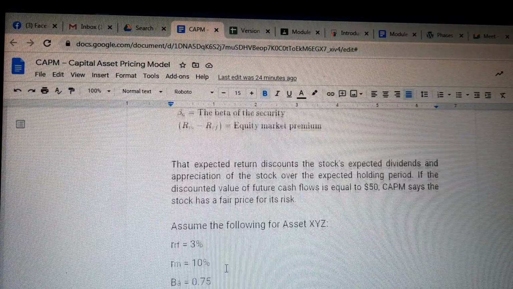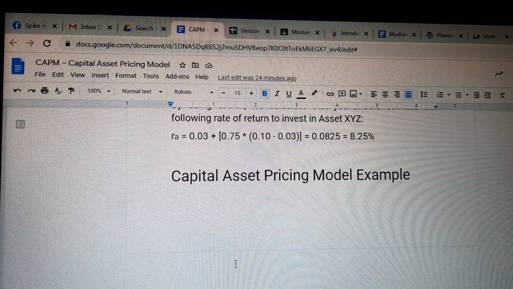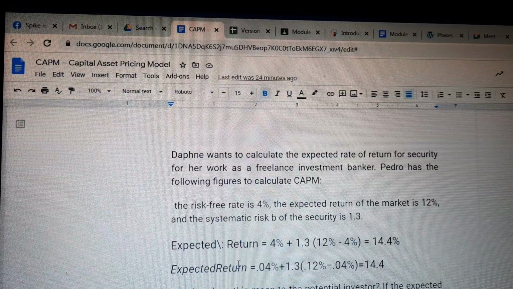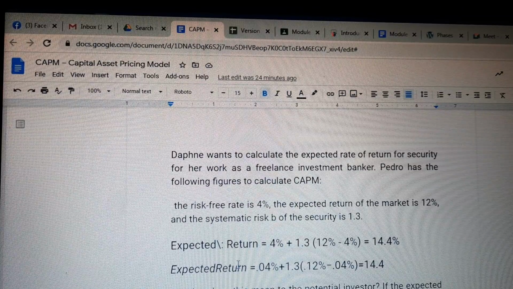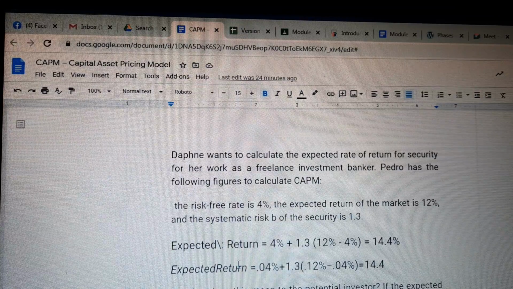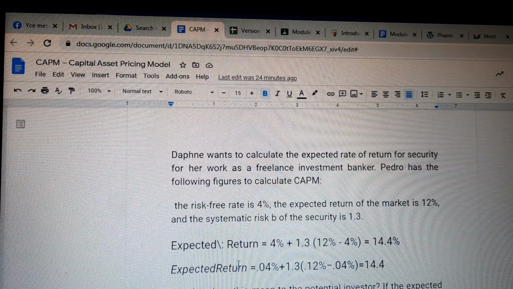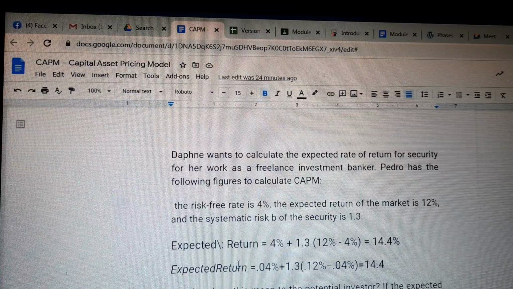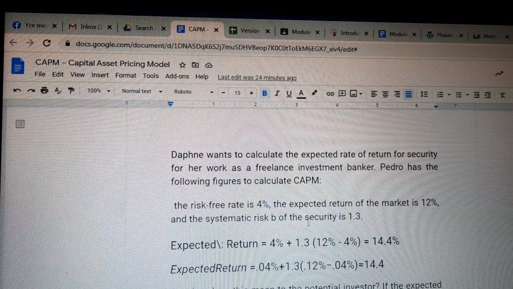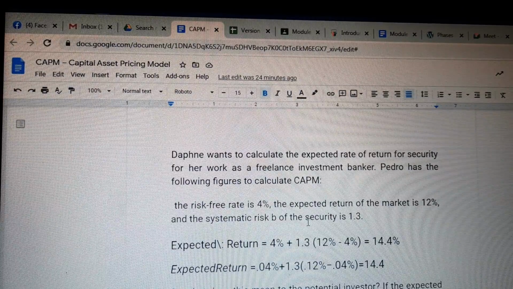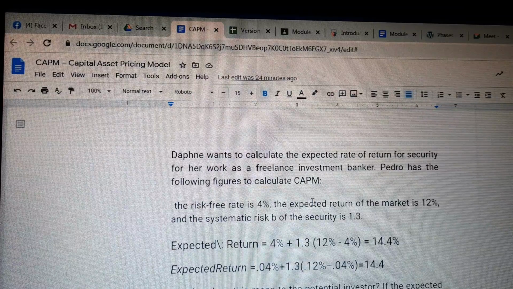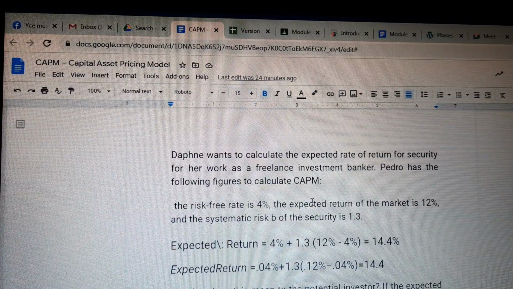Another example is this one. So Daphne wants to calculate the expected rate of return for a security for her work as a freelance investment banker. So freelance investment banker kini si Daphne. Then si Pedro, who happened to be a friend of Daphne, has the following figures para makakalculate siya sa expected rate of return sa stock nga gipili ni Daphne.